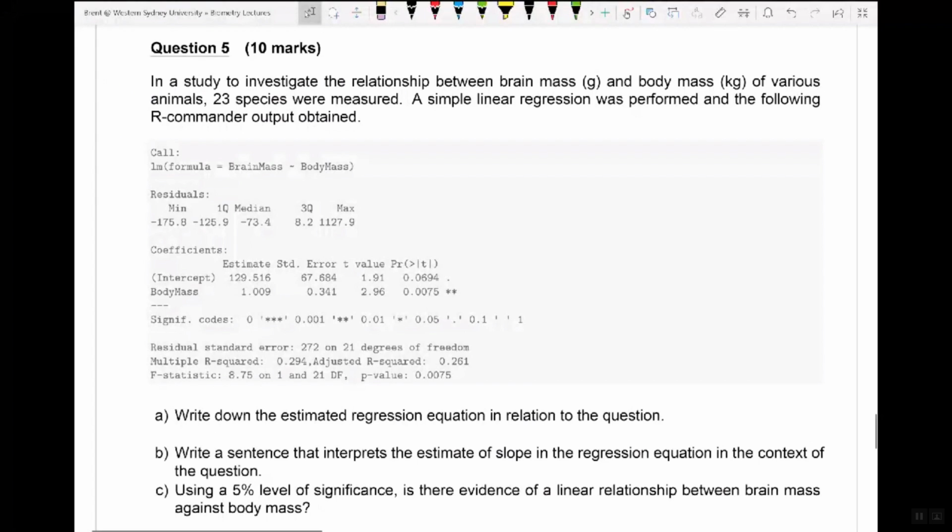we expect or predict, we predict a 1.009 gram, that was the units they told me for brain mass in the question, increase in brain mass. Okay, it's an increase because there's a positive sign sitting in front of the slope. If that were negative, then I'd say a 1.009 decrease in brain mass.